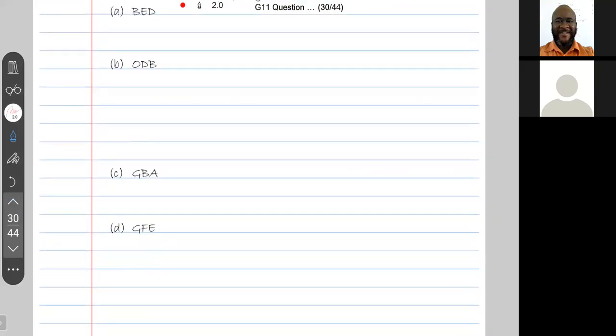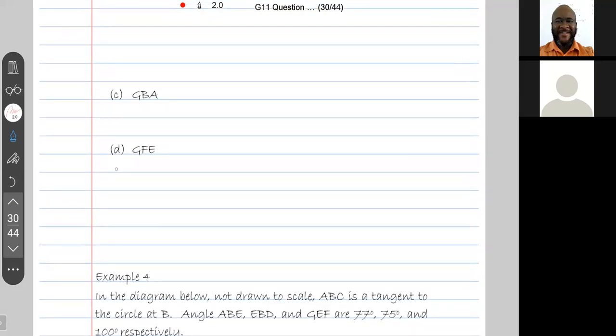So I'm going to tell the examiner angle BDE is equal to 90 degrees. It's an angle in a semicircle. The angle in a semicircle adds up to 90 degrees.